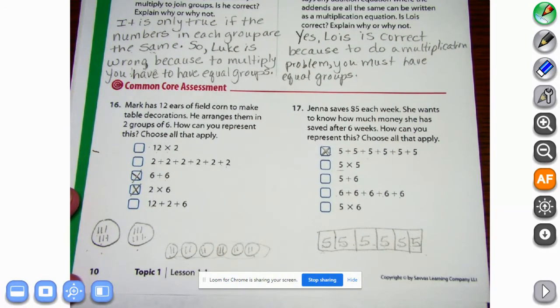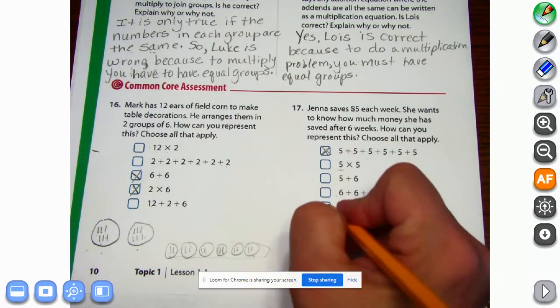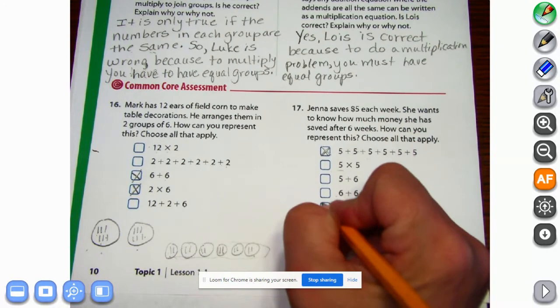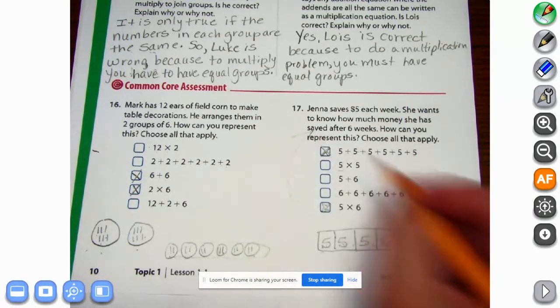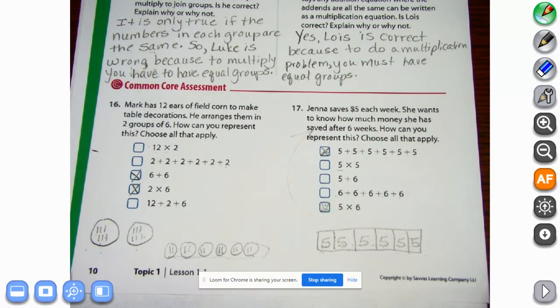Let's see. How about 5 groups of 6? Could we represent it that way? We could do 5 groups of 6. That would be the associative property. We haven't learned that one yet. But 5 groups of 6 would actually be the same answer, but it's not the same problem as they're having up there. Okay?